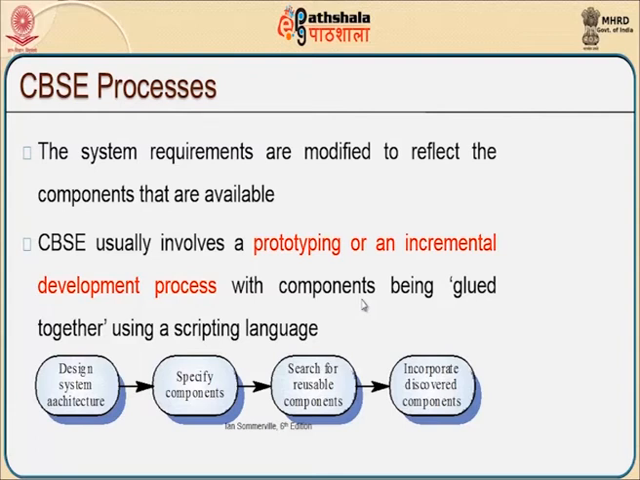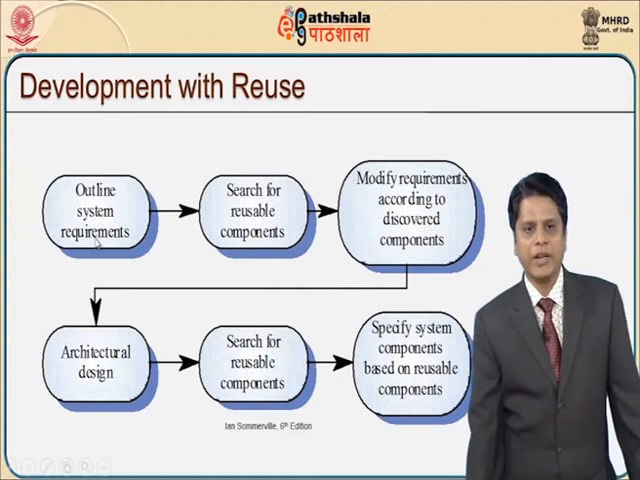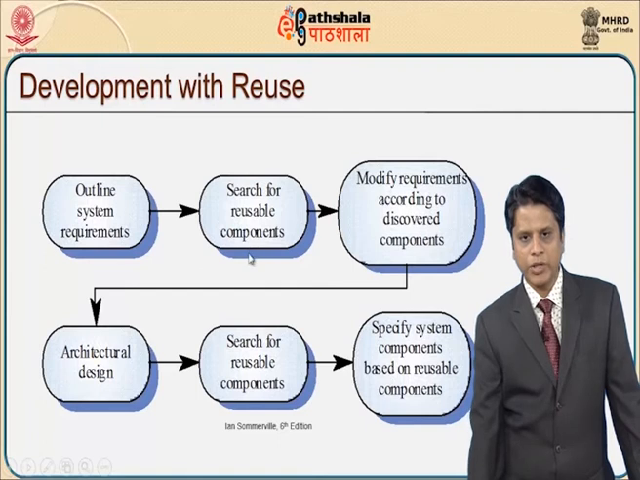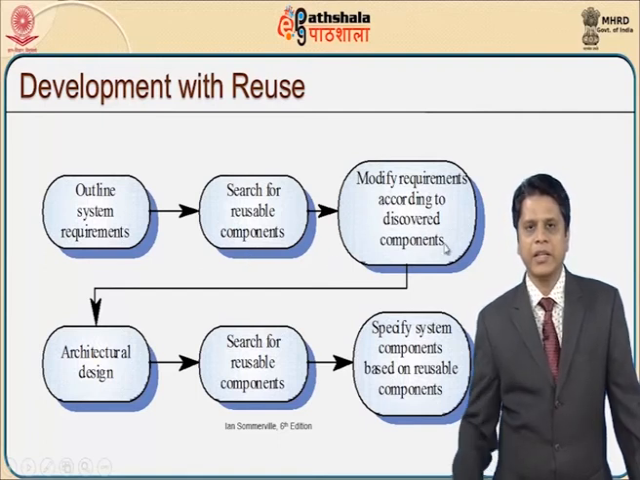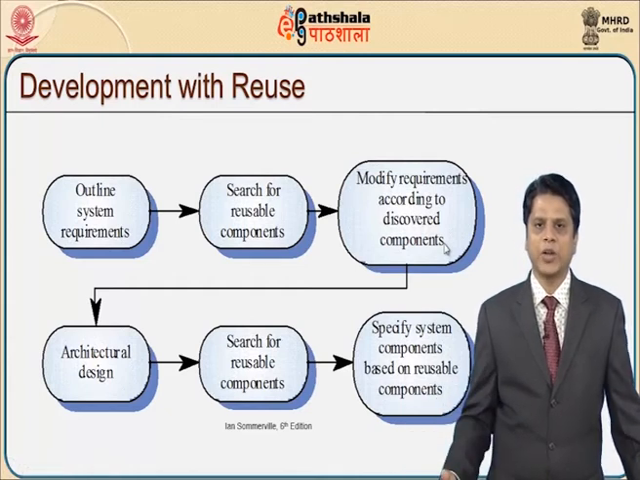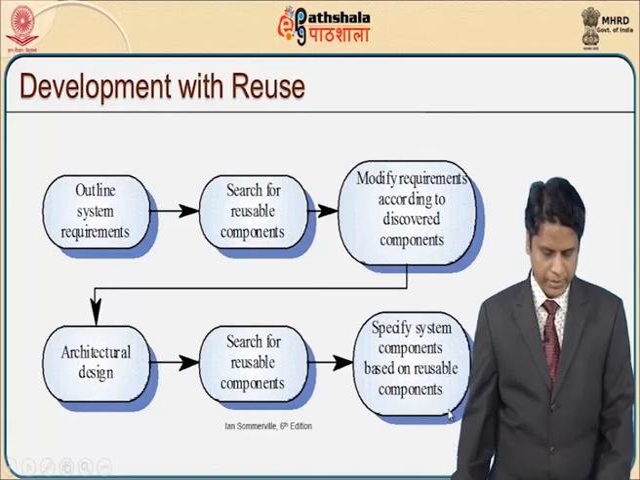and incorporate those discovered components. So this is a simple outline which shows development with reuse. Outline system requirements, search for reusable components, modify requirements according to the discovered components. Any specific requirement which requires slight modification of an existing component, then we may have to redefine the components. Then we construct an architectural diagram. We go for searching reusable components, and specify system components based on the reusable components.